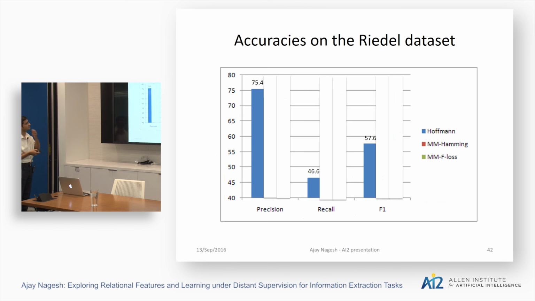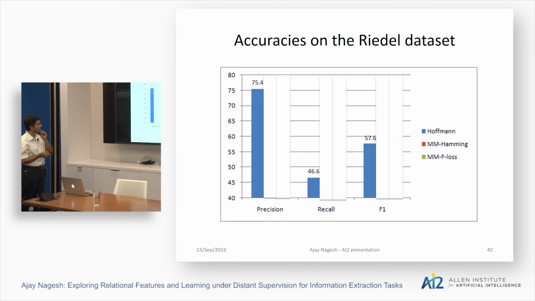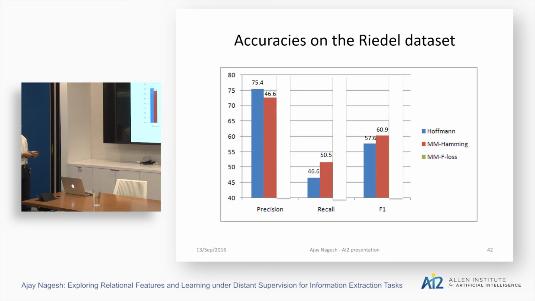And some results. So on the Riedel data set, we see precision, recall and F. This is our baseline, Hoffmann, and then we see using the max margin approach with decomposable loss. I am sorry about the numbers. Actually, I think it's 74 or something there. I am sorry about that. I saw that while coming here, I forgot to update it.